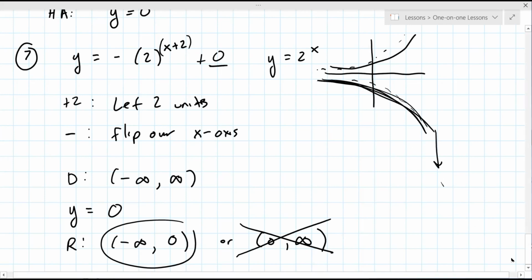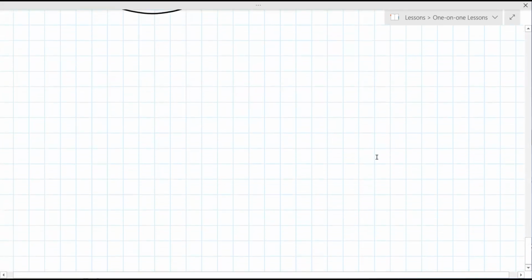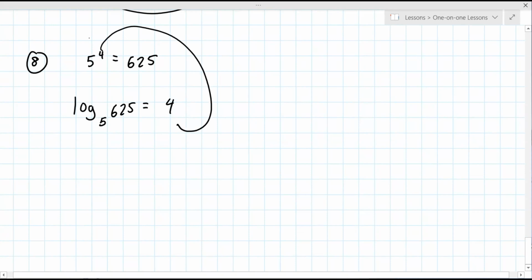Moving on here to number 8. 5 to the 4th equals 625. I'm going to write the answer, and then you will see what to do here. We have log base 5 of 625 equals 4. So this number comes here, the 5 comes down here, and the 4 is right there.